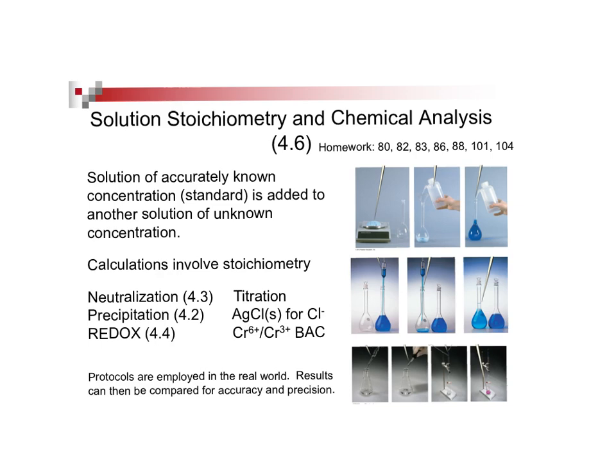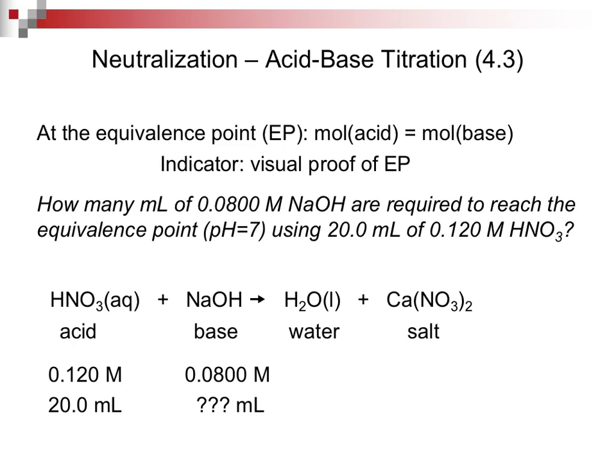So when we do the stoichiometry, we have a solution that has an accurately known concentration that we call a standard, and it's added to another solution of an unknown concentration. And those would be the techniques on the right. All the calculations involve stoichiometry from chapter 3, and we're going to do 3 different examples: neutralization, precipitation, and redox. Because as you know, as we've gone through our pandemic, protocols are very important in the real world so that you can look at accuracy and precision. So let's move to the first one.